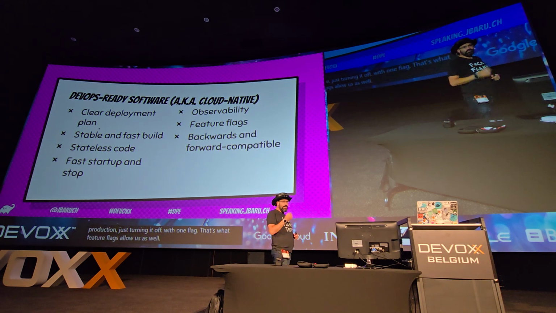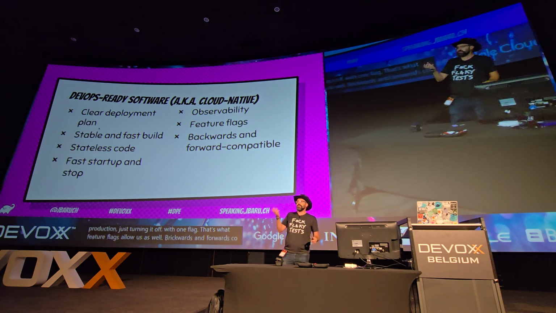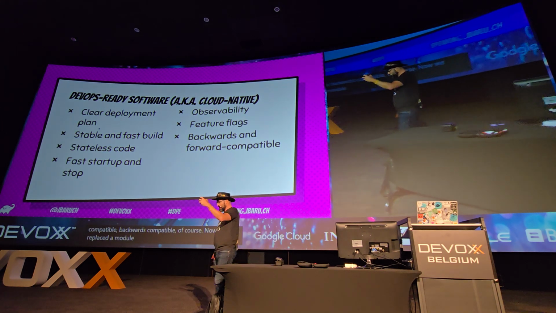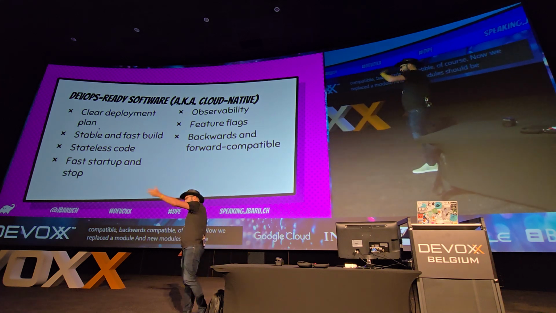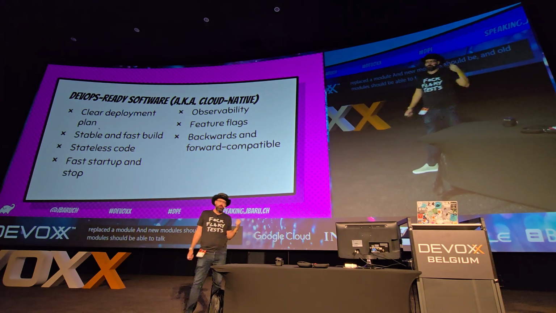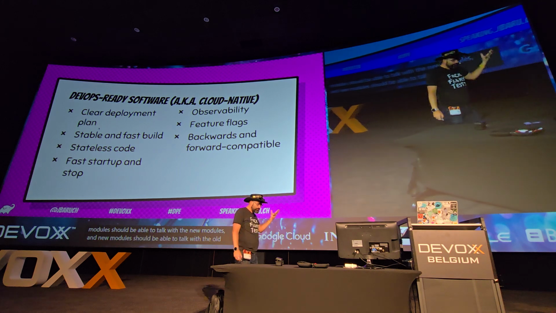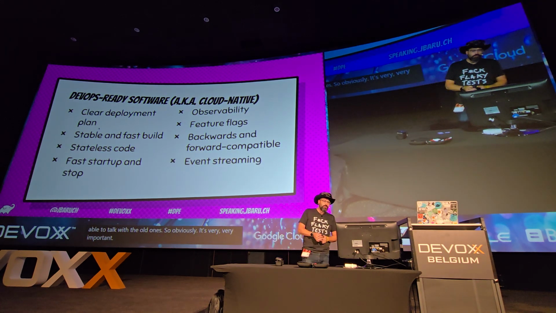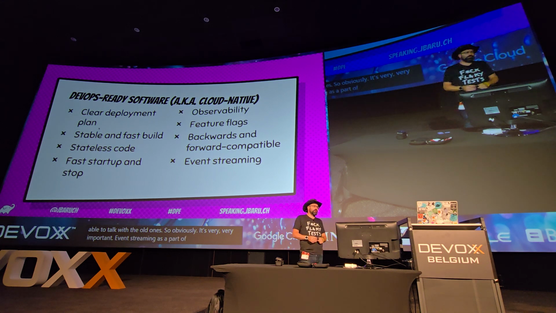Backwards and forwards compatible. Backwards compatible, of course. Now we replaced a module, and new modules should be, and old modules should be able to talk with the new modules, and new modules should be able to talk with the old ones. So obviously, it's very, very important. Event streaming as a part of observability and everything else, right?